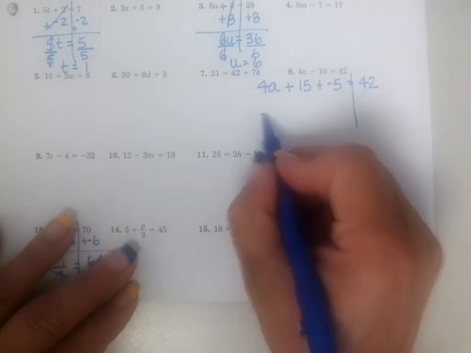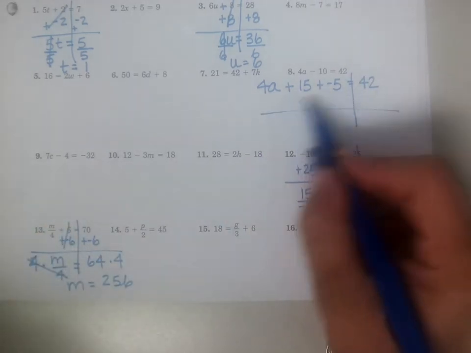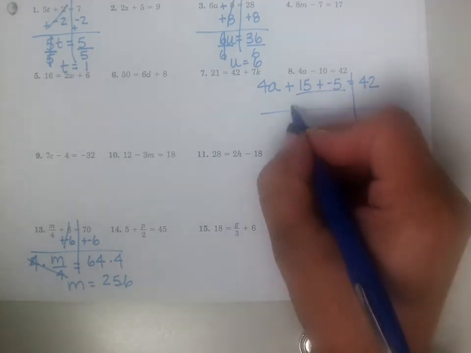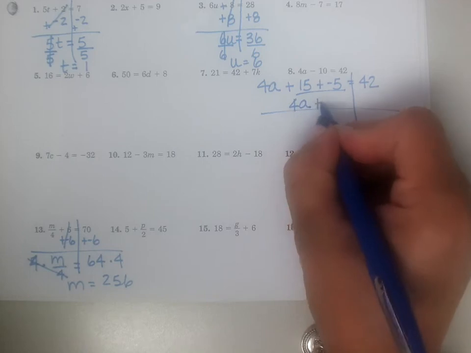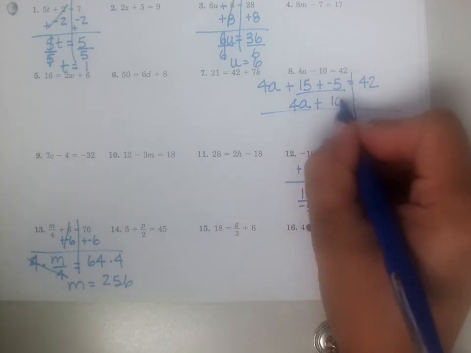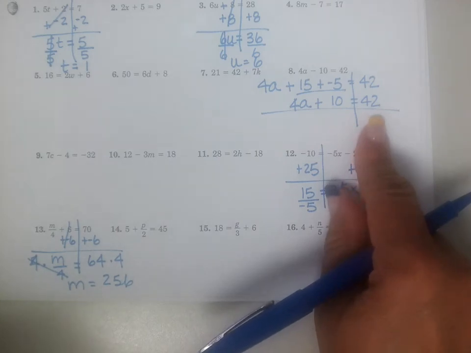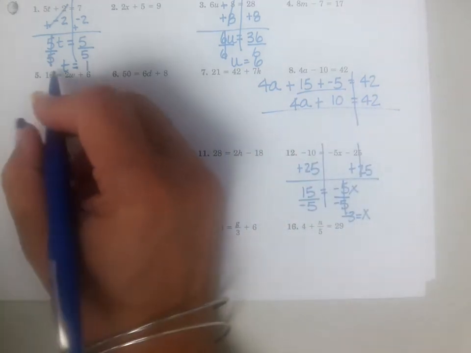So here's the two sides, right? If on one side you have things that are like terms, you're going to actually combine them first. So now I have 4a plus 15 plus negative 5 is 10 equals 42, and then you'll go from there, okay? You could sometimes have more than one variable.